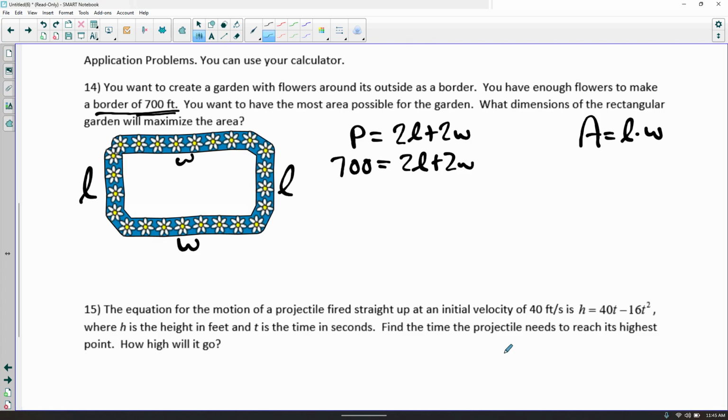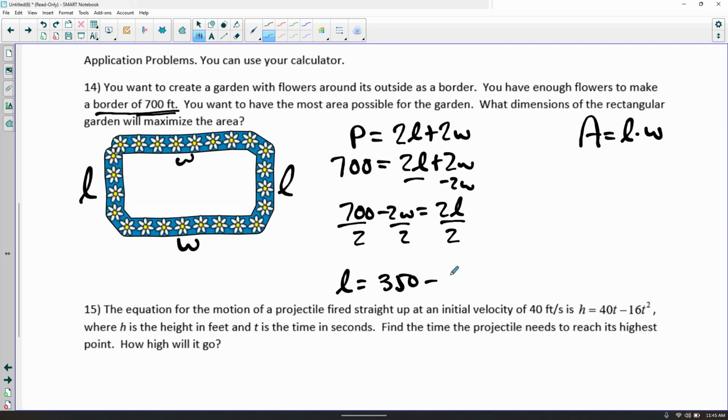All right, so that means we would subtract the 2W from both sides and get 700 minus 2W is equal to 2L. How else do we solve it? I got to get rid of the 2 on each of these. So L is equal to 350 minus W. See that, Autumn?